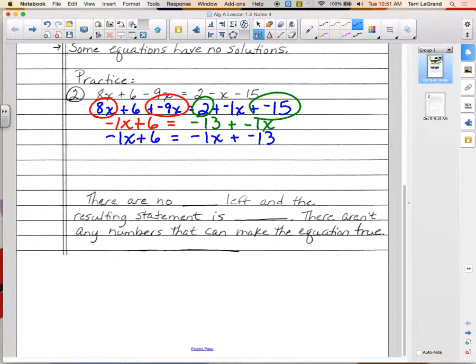No? Why not? Because one side has plus a positive 6 and the other side has a negative 13. Yeah, so the negative 1x's match up, they're identical to each other, but 6 is not the same as negative 13, is it? So this one's not an identity.